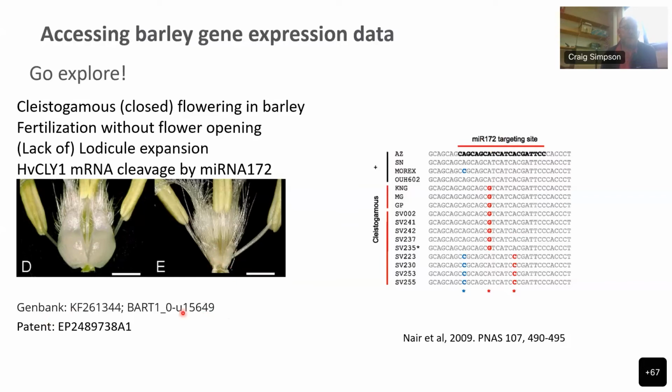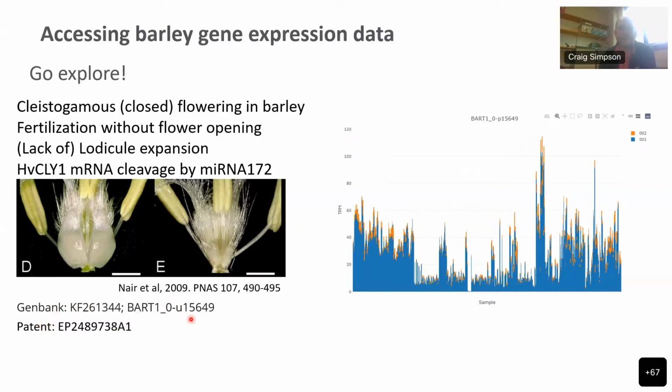So you can go and find that BART gene sequence if you like. The other thing to find out is that there's a patent associated with this information as well. If you look at the expression of it within the barley reference transcript data set, you can see there's a lot of expression everywhere across all the samples. This data set here is from microspore, and you can see there's no expression at all. And this is lodicule information up here, which shows that it does have good levels of expression for this gene.